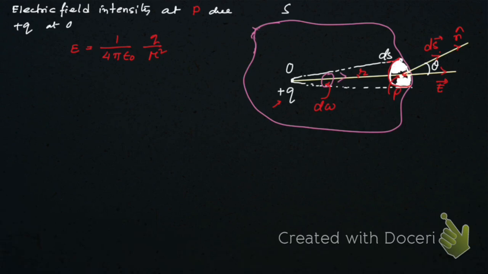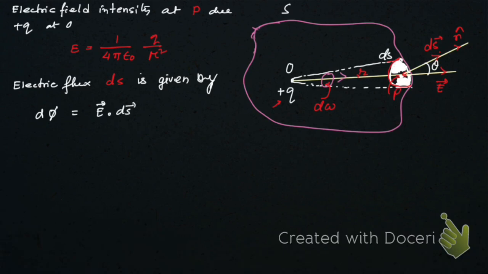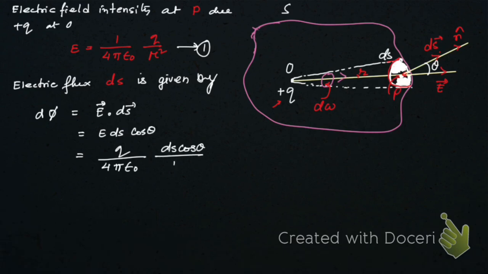Here you see, the electric flux through the surface element ds is given by d phi equal to vector E dot ds, and the dot product of these two will be E ds cos theta. I have already explained what theta is here. Now let us use equation number one. Then we get Q by 4 pi epsilon naught, ds cos theta by R square.